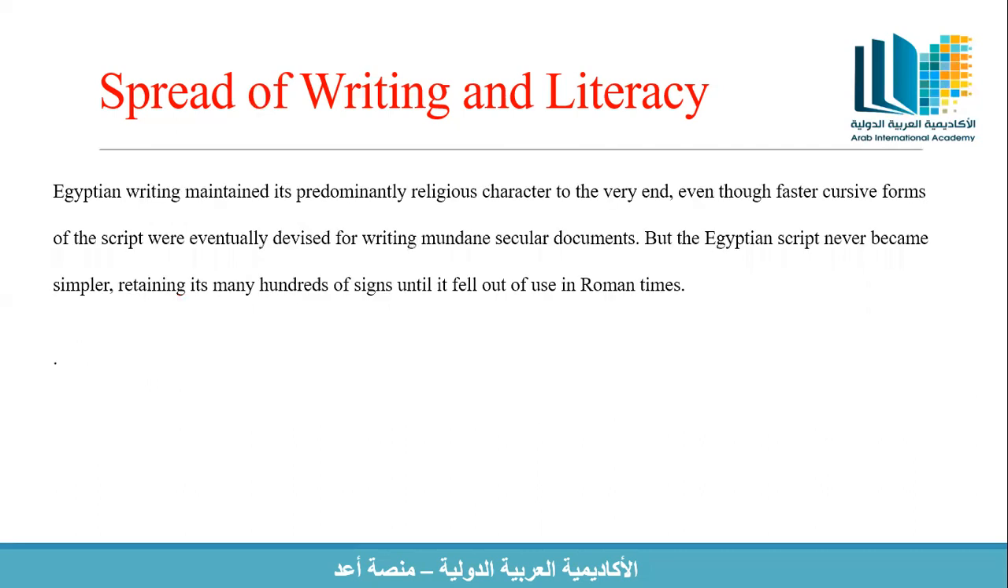So Egyptian writing maintained its predominantly religious character to the very end, even though faster cursive forms of script were eventually devised for writing mundane, secular documents. But the Egyptian script never became simpler, retaining its many hundreds of signs until it fell out of use in Roman times.